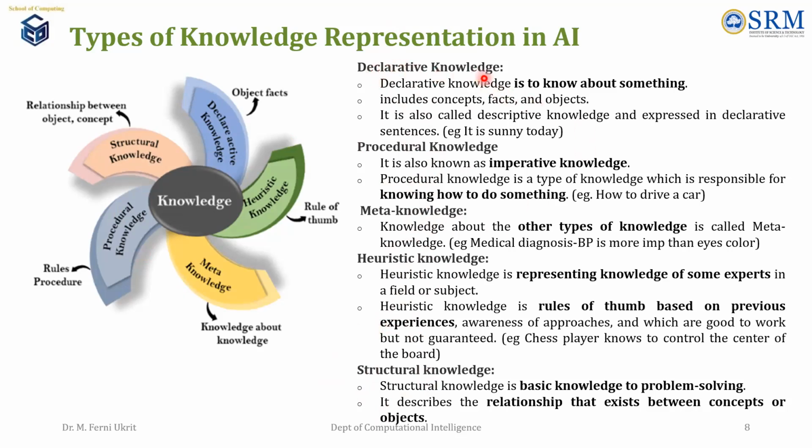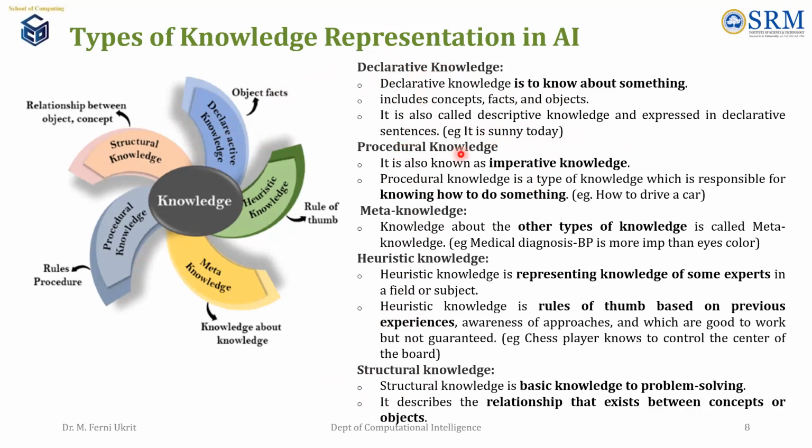What is meant by declarative knowledge? From the name itself, it is understood that it is to know something. It is just a fact, and includes the concepts, facts, and objects. So this is just a straight statement or a straight fact. For example, I can tell you, it is sunny today, or it is raining. These are all declarative facts which are happening. So that is declarative knowledge.